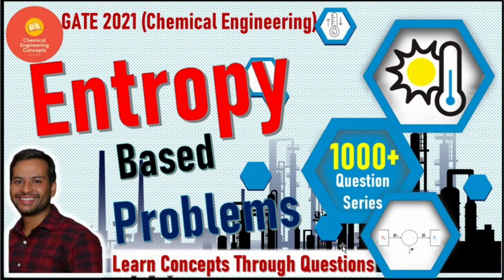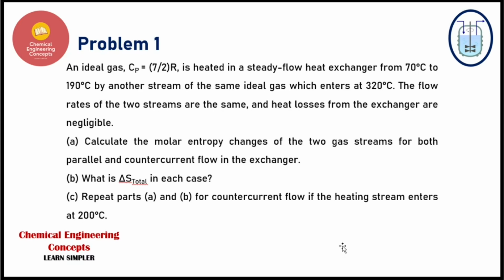So let's begin with question number 1 of this video, which is this. The problem says that we have an ideal gas with a Cp, the specific heat at constant pressure, of 7/2 times R, heated in a steady flow heat exchanger. Here you can see a steady flow heat exchanger. This ideal gas is heated from 70 degrees centigrade to 190 degrees centigrade by another stream of the same ideal gas. So please remember this given information.